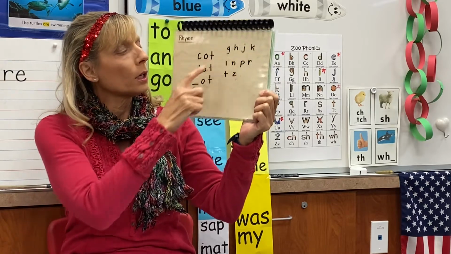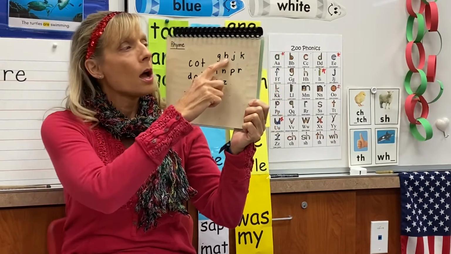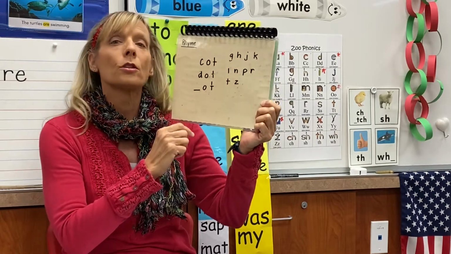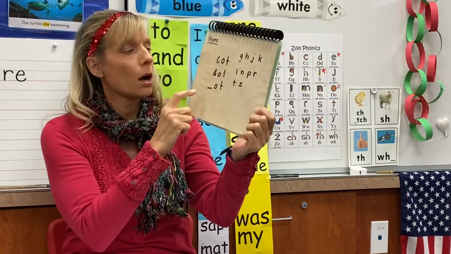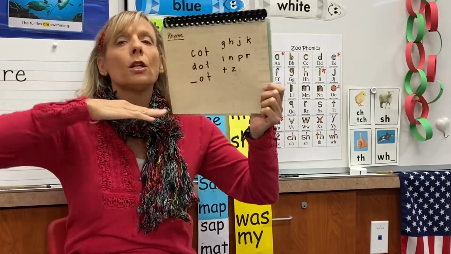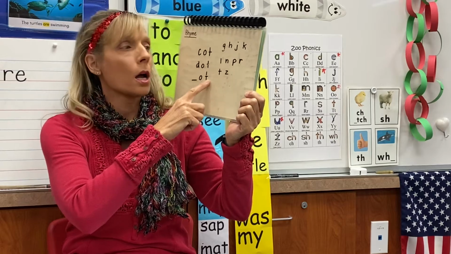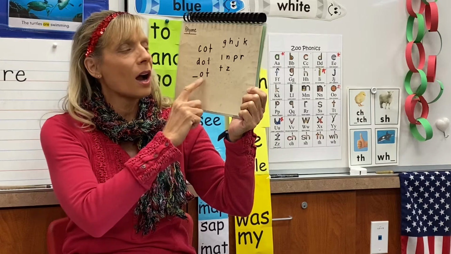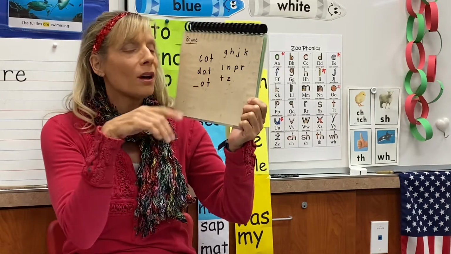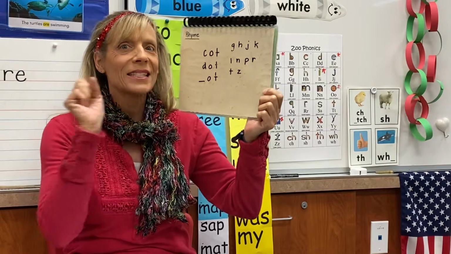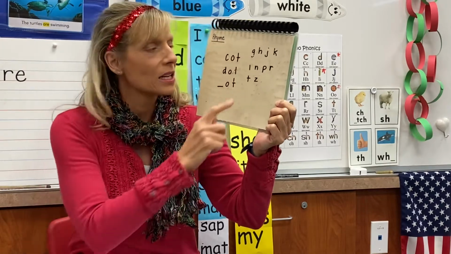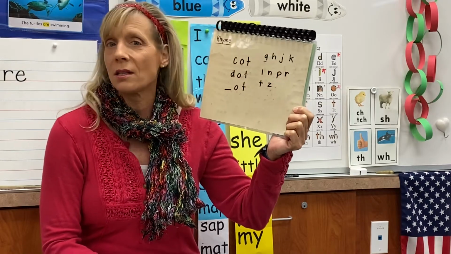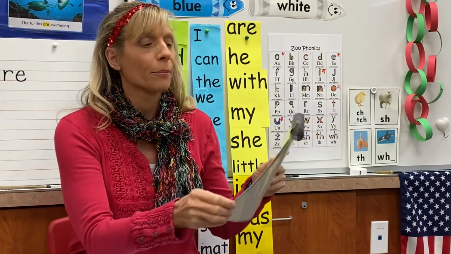So we have g, ought, got. H, ought, hot. J, ought, jot. K, ought, caught. L, ought, lot. N, ought, not. P, ought, pot. R, ought, brought. T, ought, tot. Z, ought, zot. And that's a made-up word. It doesn't have to be a real word in order to rhyme.